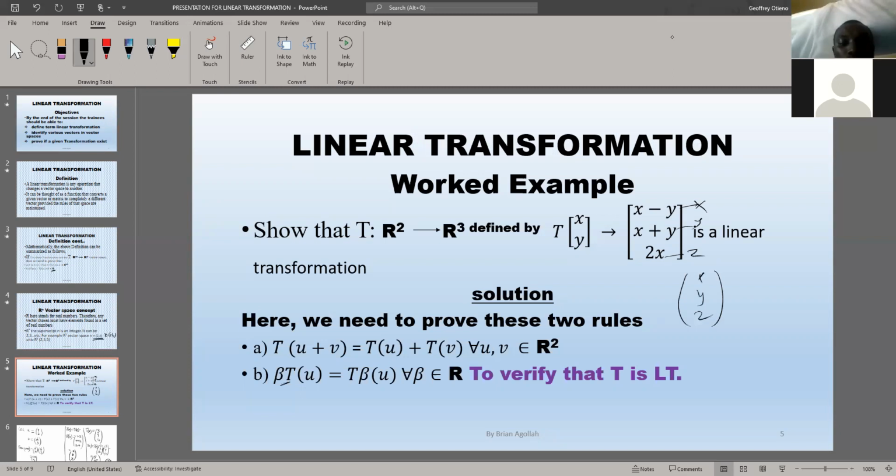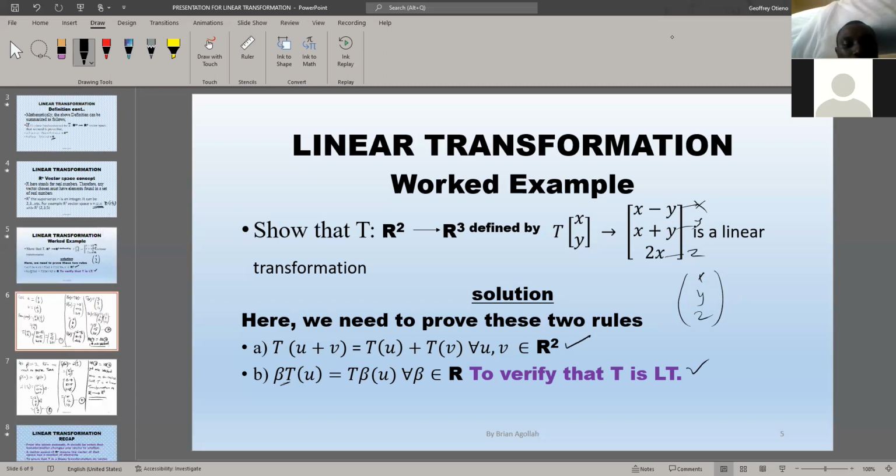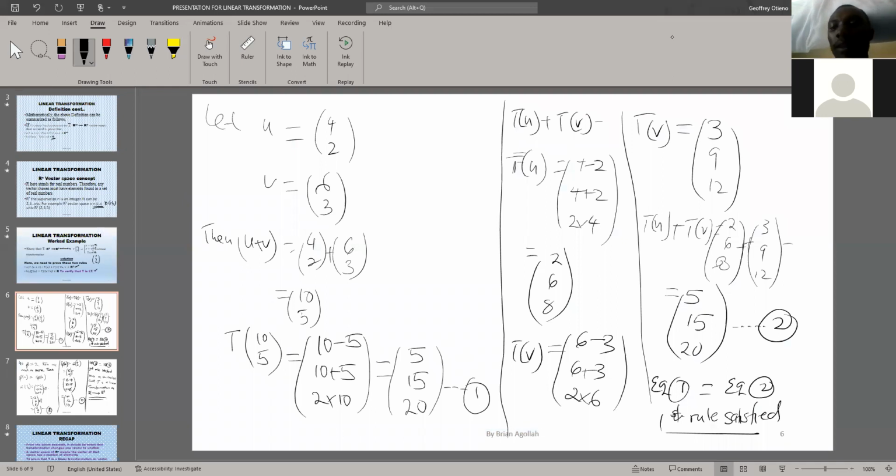So the solution: here we only need to prove the two rules, rule 1 and rule 2. If the two rules are true, then we can conclude that the given T is a linear transformation. So let us look at the calculation part in order to prove it. The first one, we need to prove rule 1.